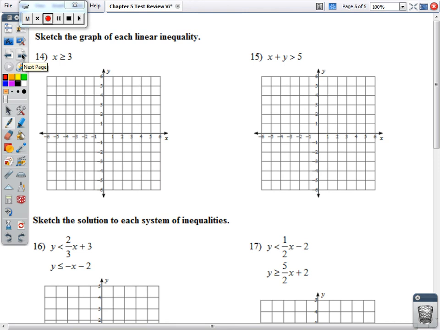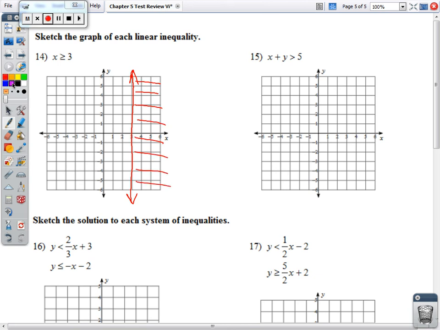Okay. All right, so we have x is greater than or equal to 3. X equals 3 is a vertical line that goes through 3. Because it's a non-strict inequality, it's a solid line vertically going through x equals 3, and because it's greater than, we're going to shade to the right.